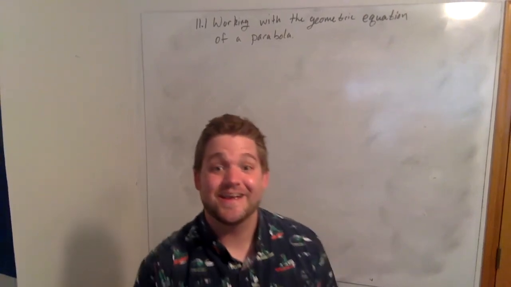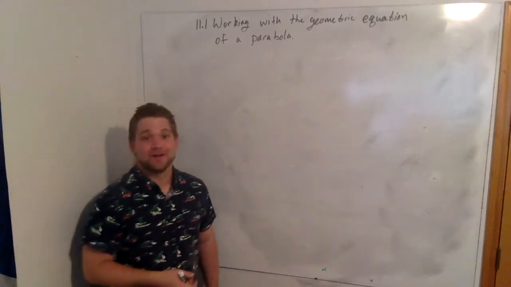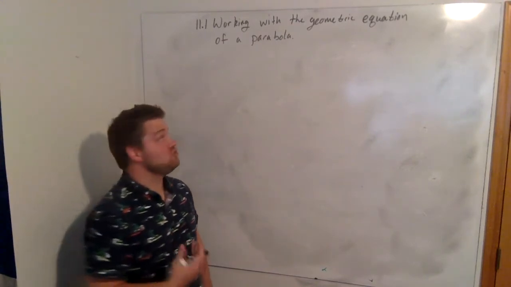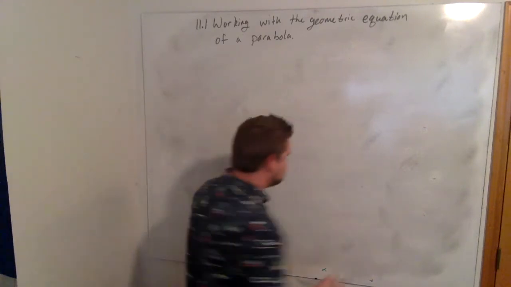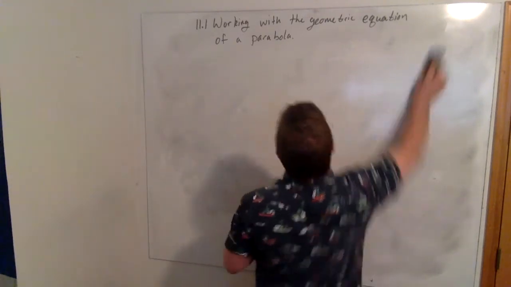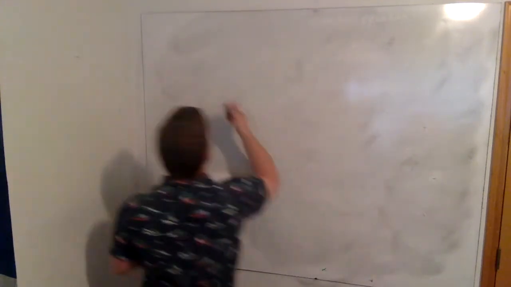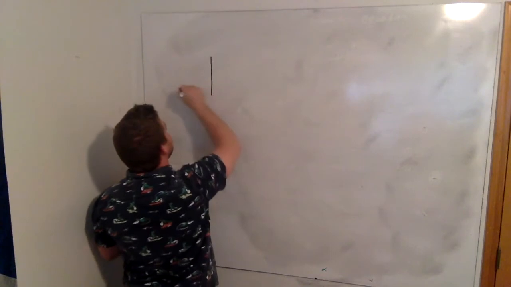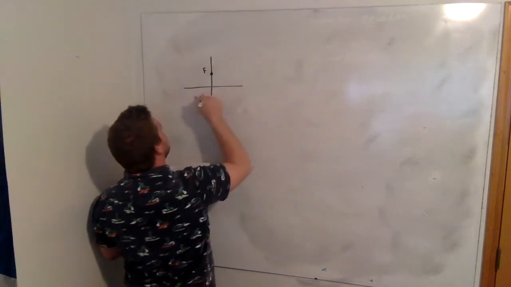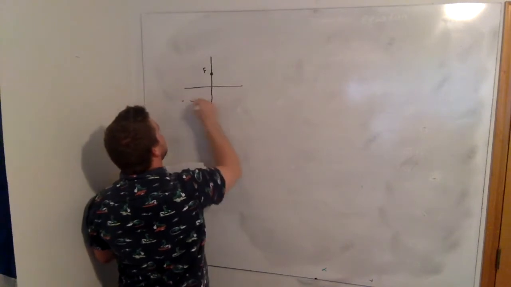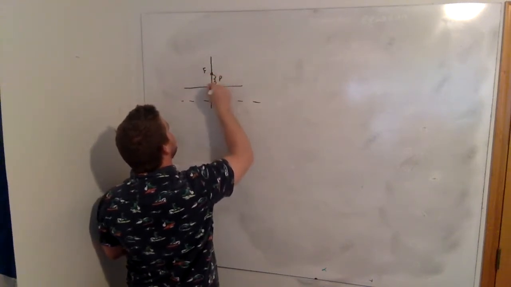Hello everyone. In the last video, we discovered the geometrical definition of a parabola, and we came up with a geometrical equation of a parabola. What we discovered, let's go ahead and write it up. What we discovered is that if we have a parabola, we'll draw a couple different pictures here. Let's say here's our focus. Here's our directrix. The distance from here to here is p.